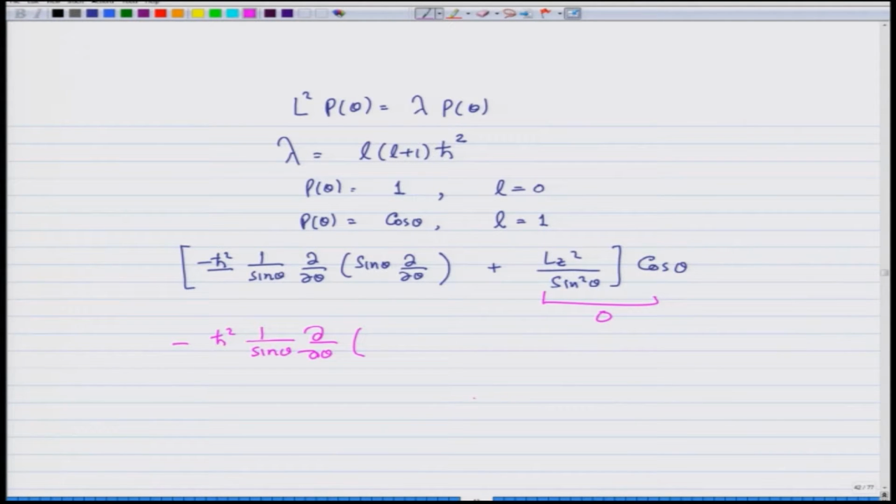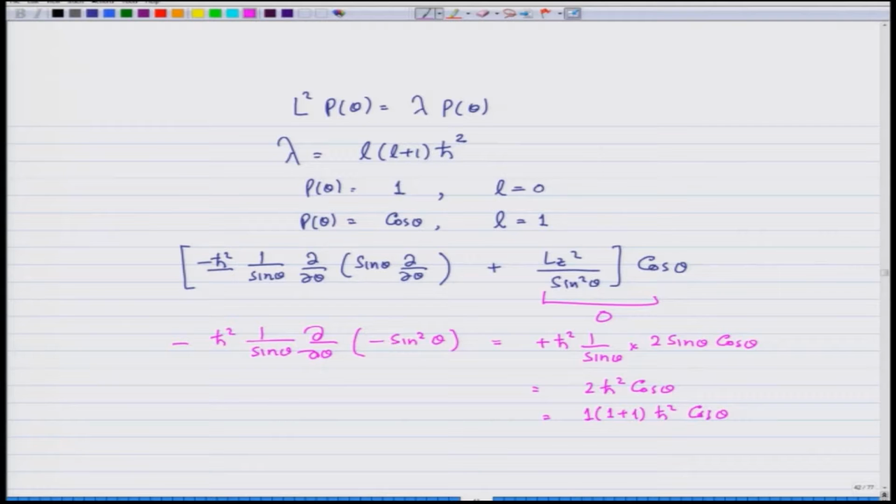Inside, when I multiply sin theta with the derivative of cosine theta, I am going to get minus sin square theta, and this leads immediately to plus h cross square 1 over sin theta times 2 sin theta cosine of theta, and that gives you 2 h cross square cosine of theta, which is nothing but 1 plus 1 h cross square cosine theta. So, cosine theta is an eigenfunction with L being 1.